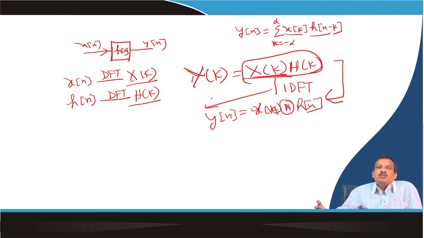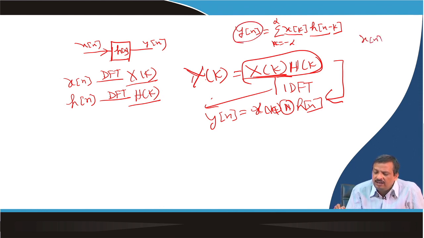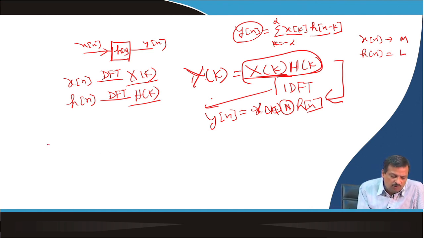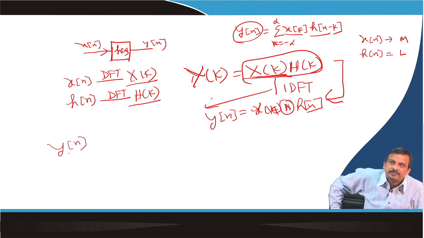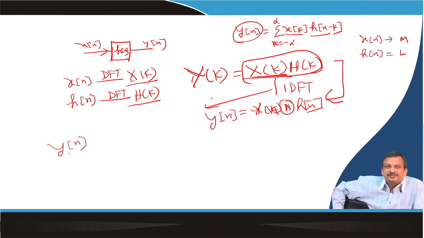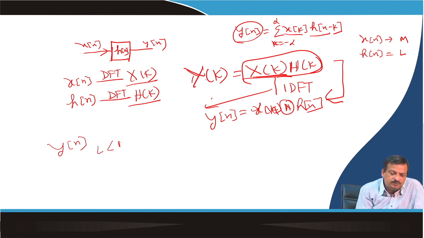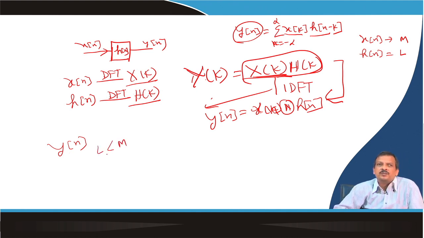If I ask you what is the length of this y of n, let us say x of n is a signal of length m and h of n is a signal of length l. Then what should be the length of the output y of n? If l is less than m, then what should be y of n? Think on it.